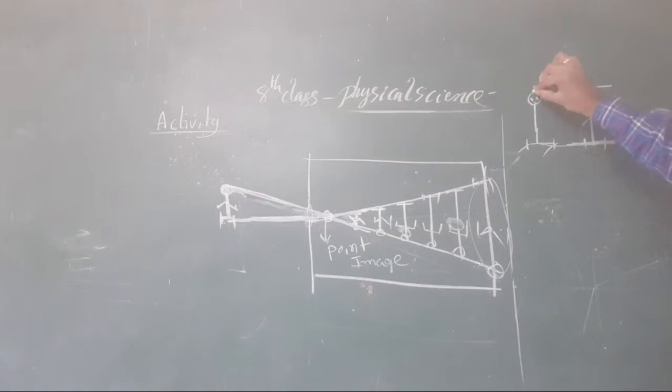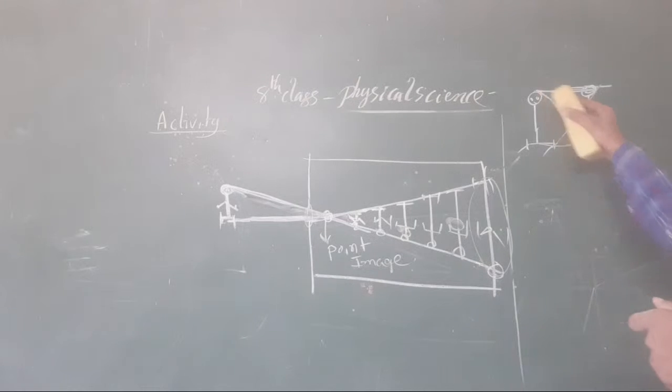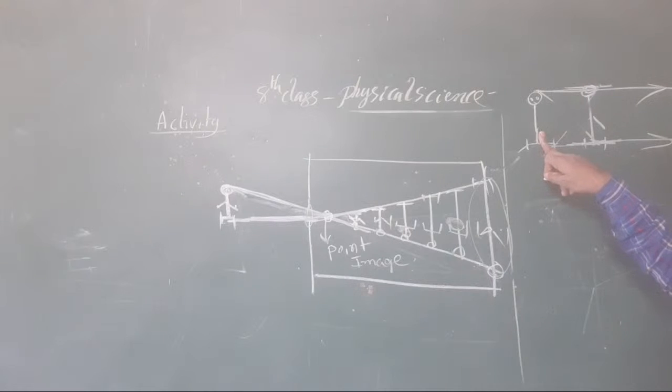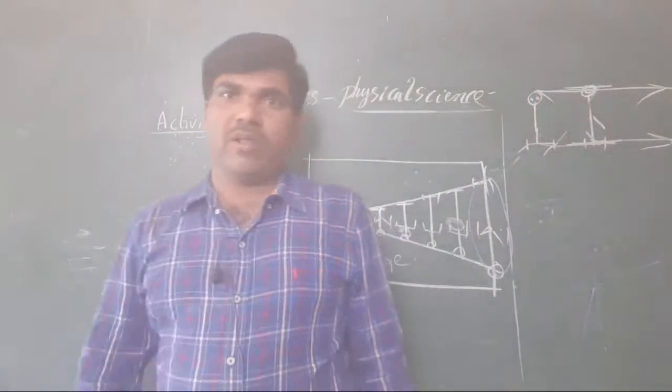In case the light ray is propagated in this direction, it will come in this direction, and it will meet here only. Okay, clear or not, all the students? And now it moves parallel to one another. The rays are parallel to one another. The image is also formed equal to the size of our object only. Okay, clear or not, all of you?